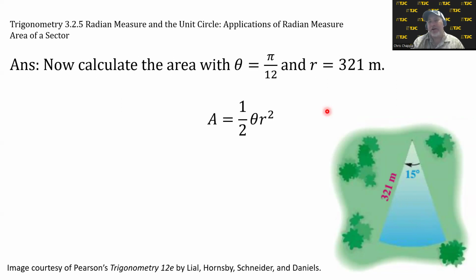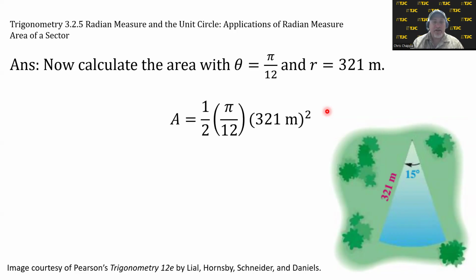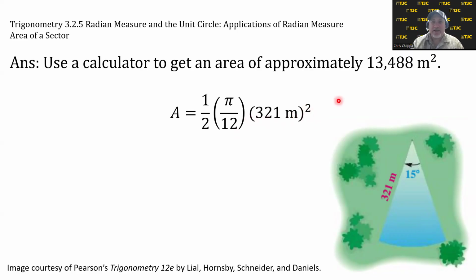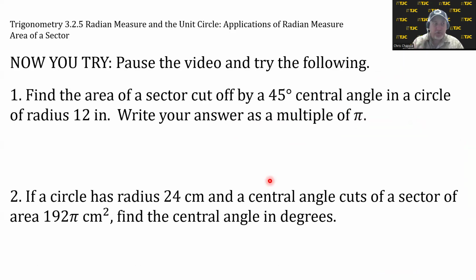Now we'll calculate the area with theta equals pi over 12 and r equals 321 meters. Simply substitute the values into the area formula. We have area equals 1/2 times pi over 12 times 321 meters squared. And then we just get out a calculator and approximate that the area is about 13,488 square meters. That wasn't bad. That was pretty straightforward. Now you try.